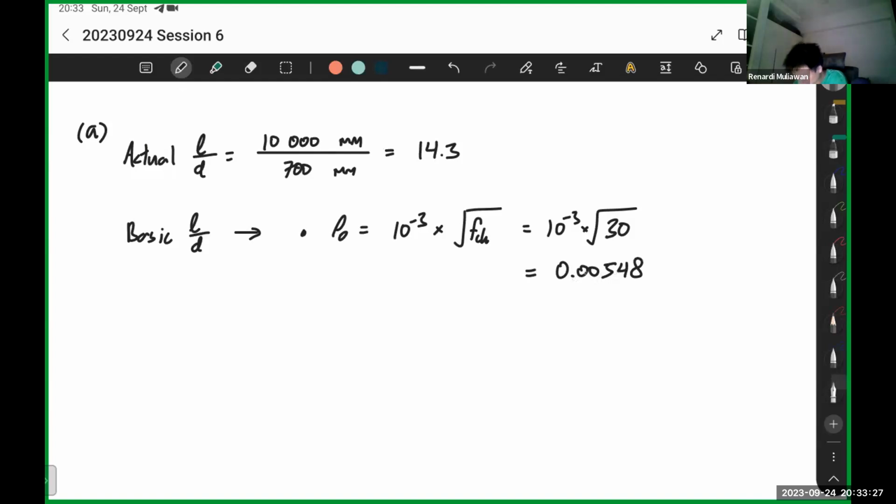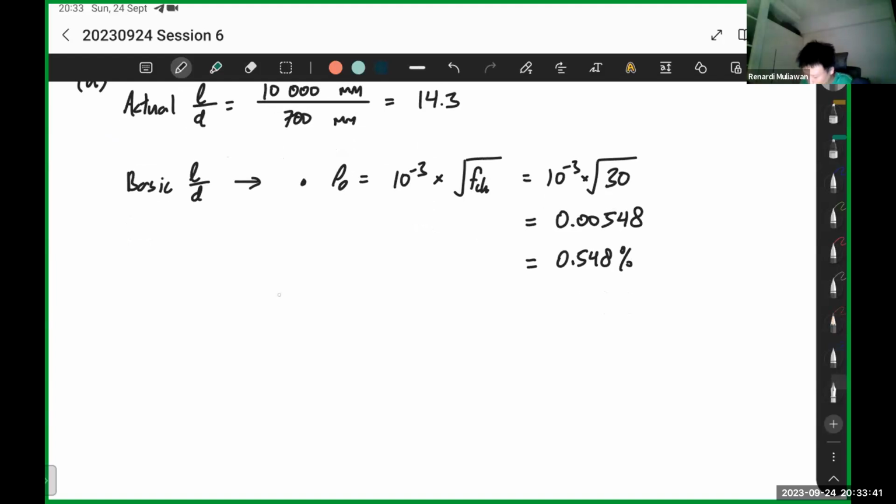Or you can express it as a percentage also, so it will be 0.548%. It's the same thing. That's for rho 0.